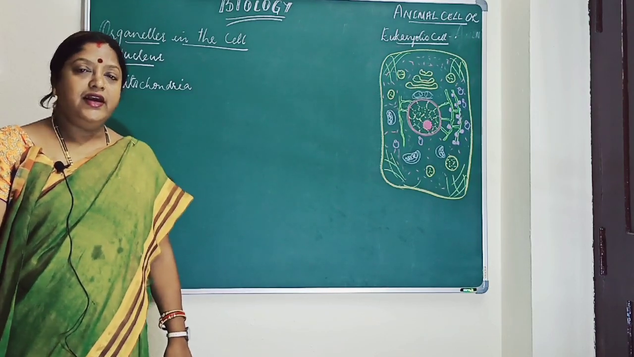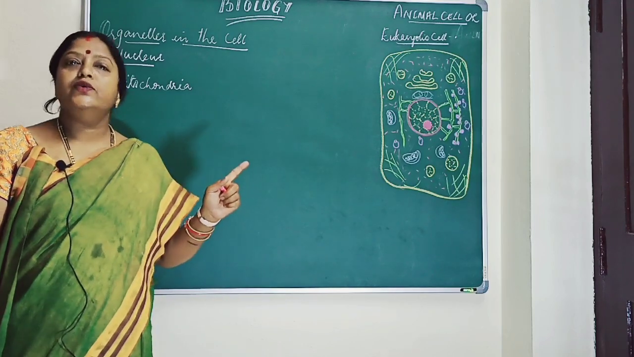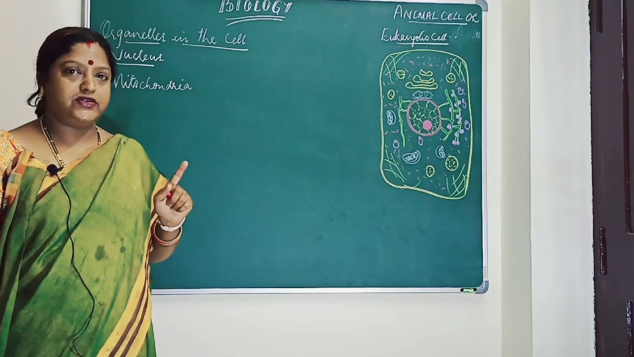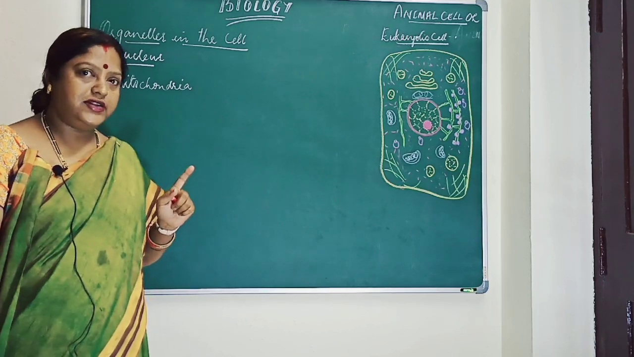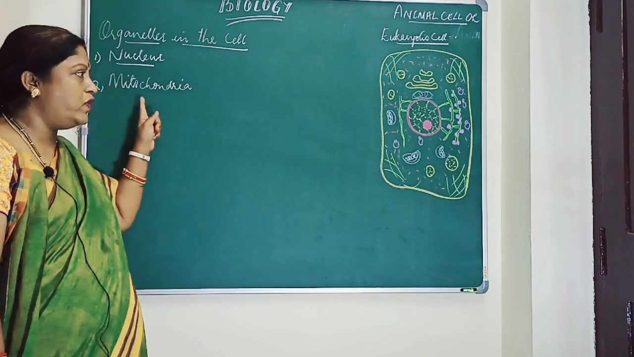Good morning, children. In the previous class, we learned about the nucleus. The nucleus organizes, controls, and directs the functions of the cell, and we have also learned its structure. Today we'll be learning the next organelle, that is mitochondria.